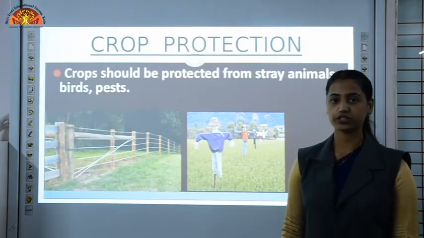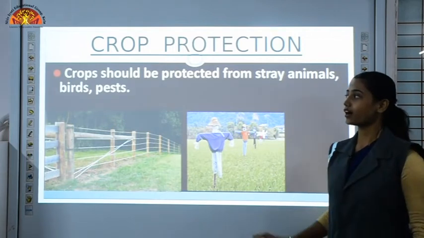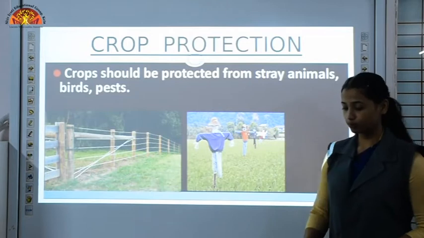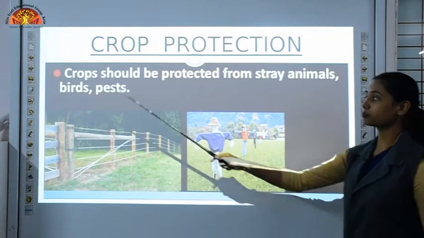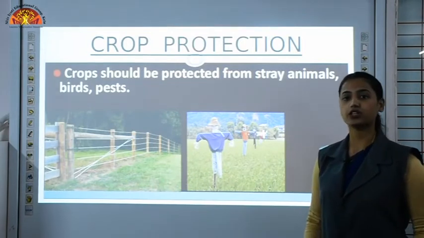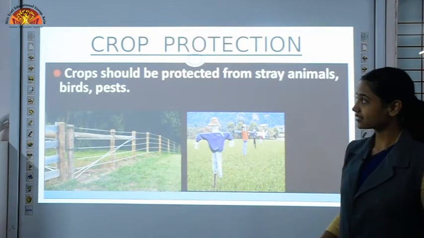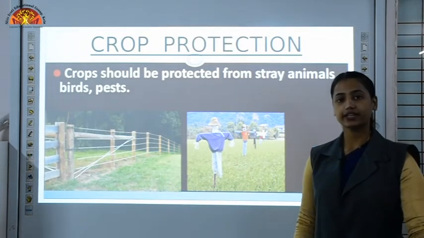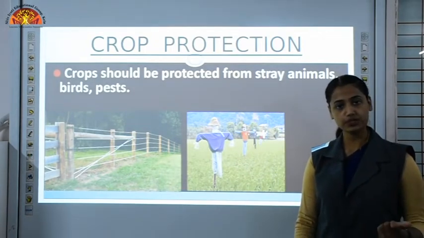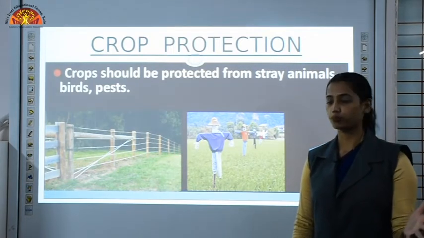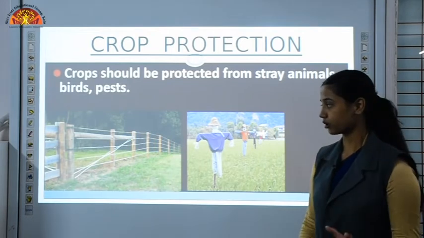Now crop protection, we all know that our crop should be protected. Protected from whom? From stray animals, from birds, from pests, insects, because they damage our crops. When they run over the fields, either they will eat our crops which we do not want, or they will trample our crops, they will crush our crops.